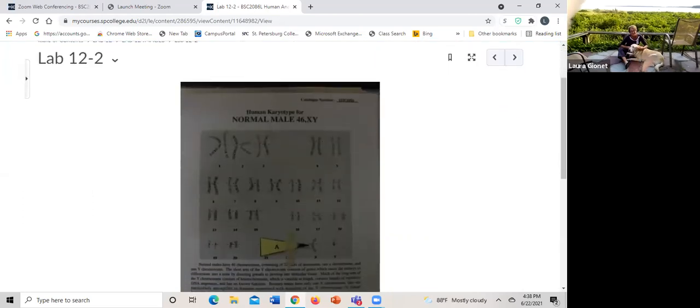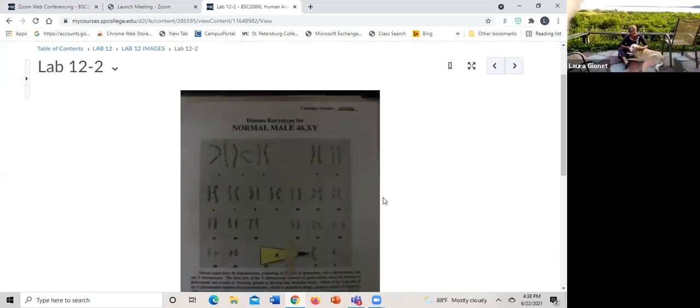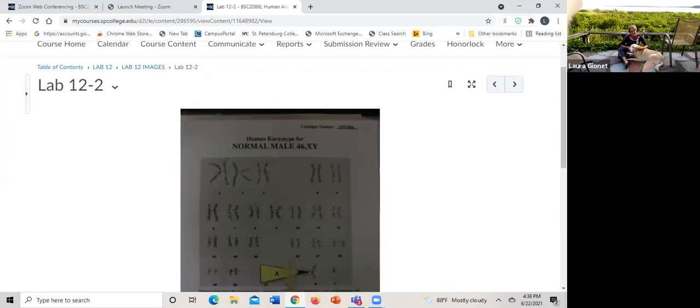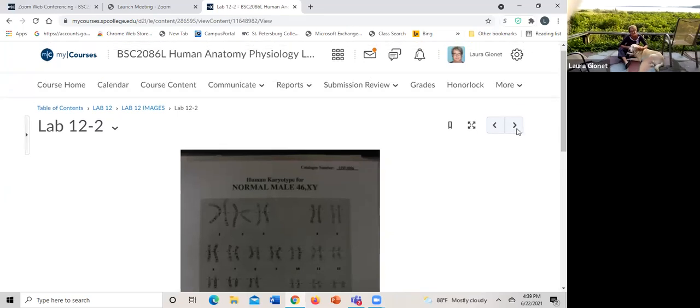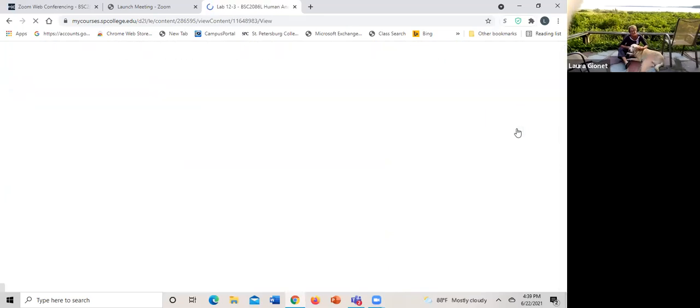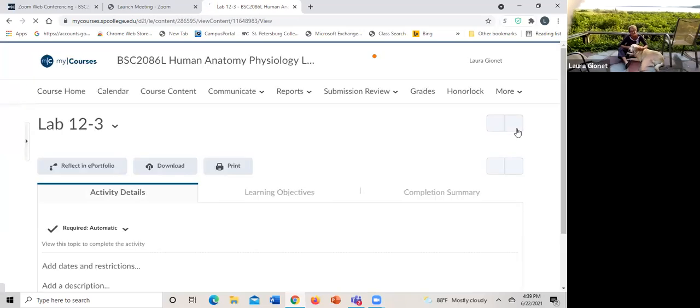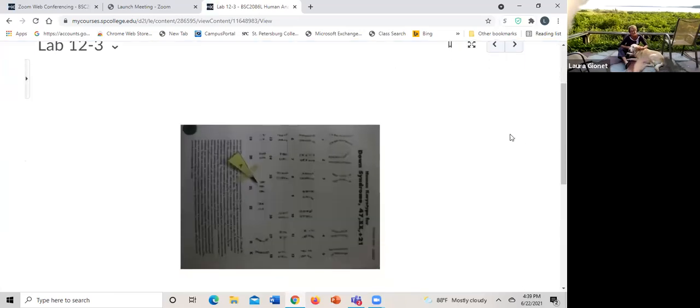All right. Oh, that one's right side up. So this is a normal male, has a normal X and a normal Y. And it says normal male on the top of the chart. But that 23rd pair is the pair that determines gender. All right, and then we have here the 21st pair that's being pointed to.